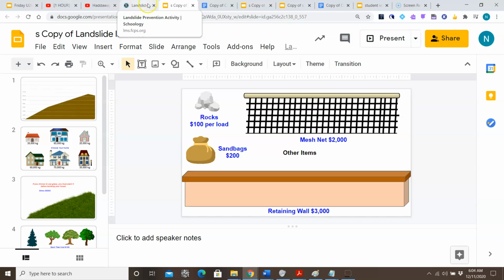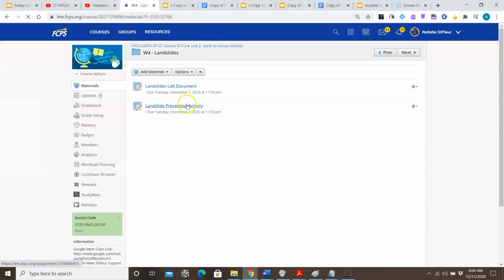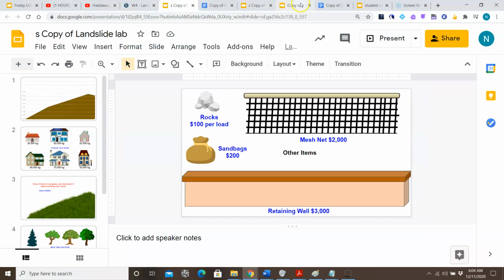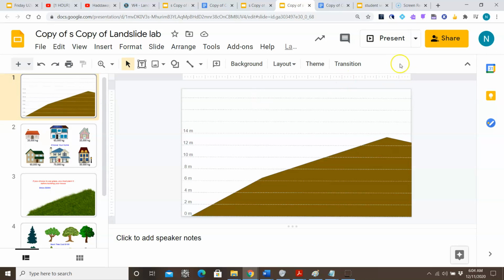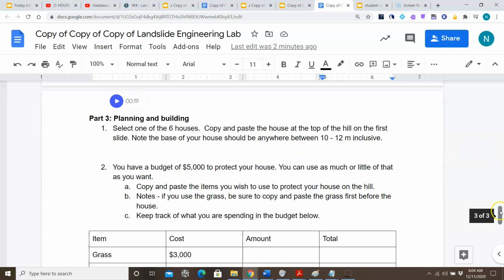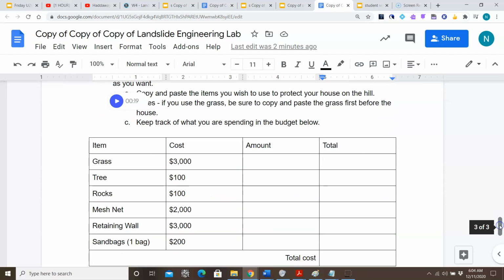Remember, that is the landslide prevention activity, this one here. If we go into the folder, it'll be the second one. So get this document open. All right, for this section you're going to plan how to protect your house from a landslide by using either grass, trees, rocks, a mesh net, a retaining wall, or sandbags.